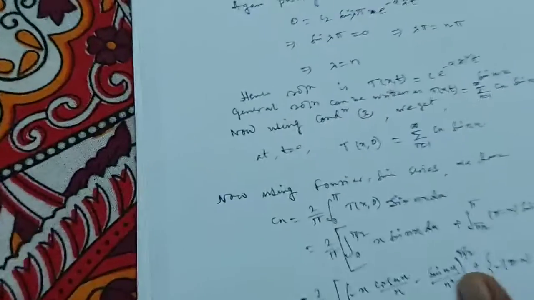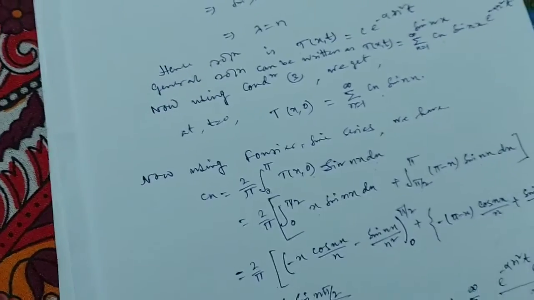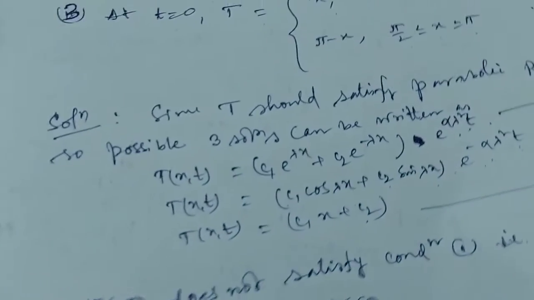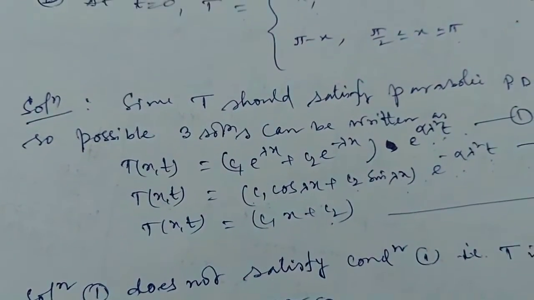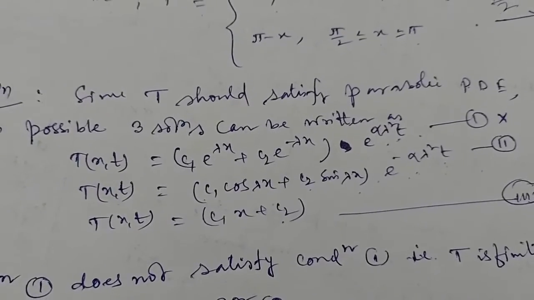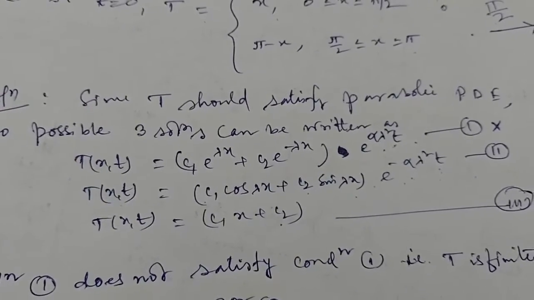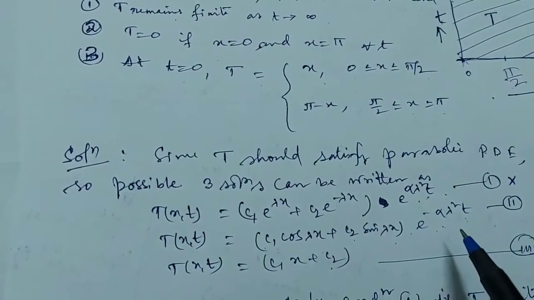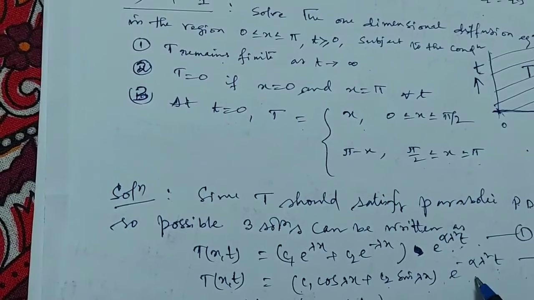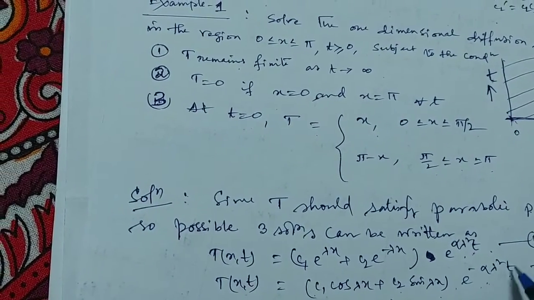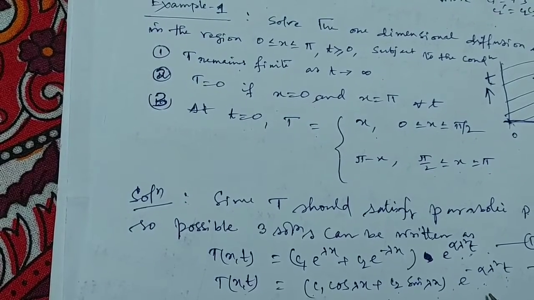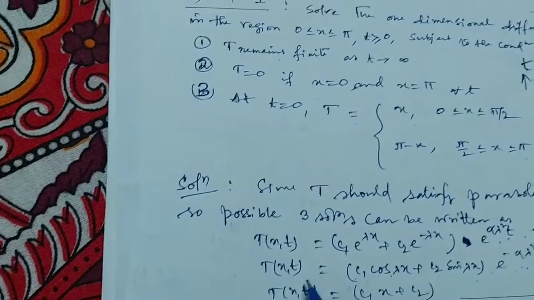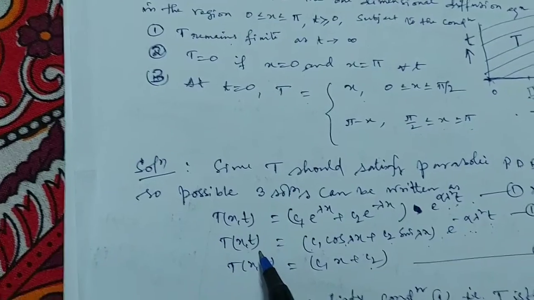So we now use solution 2. In solution 2, what is given? Capital T of x,t is equal to (c1 cos lambda x plus c2 sin lambda x) e to the power minus alpha lambda square t. If we put the first condition, t tends to infinity, then this term goes to e to the power minus infinity, so 1 by infinity, that goes to 0. So when small t tends to infinity, capital T of x,t tends to 0, so this is finite.